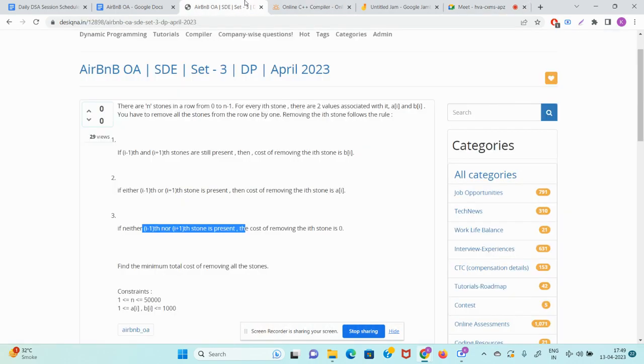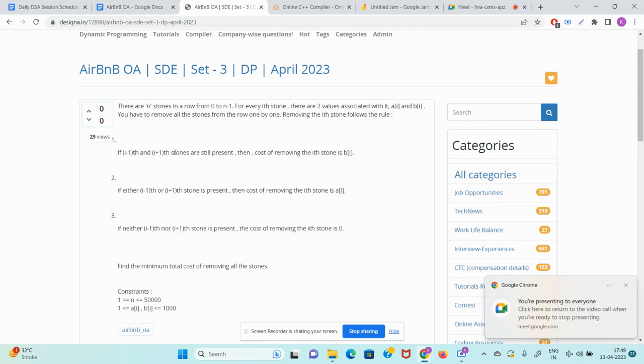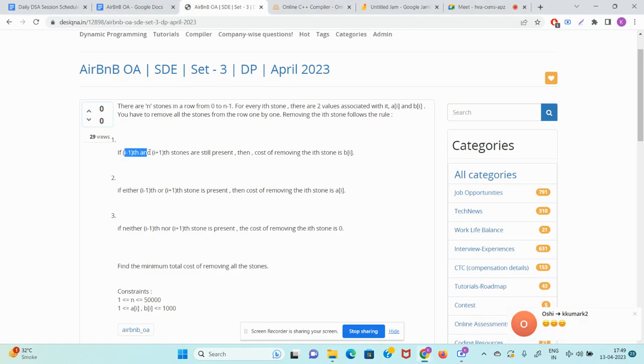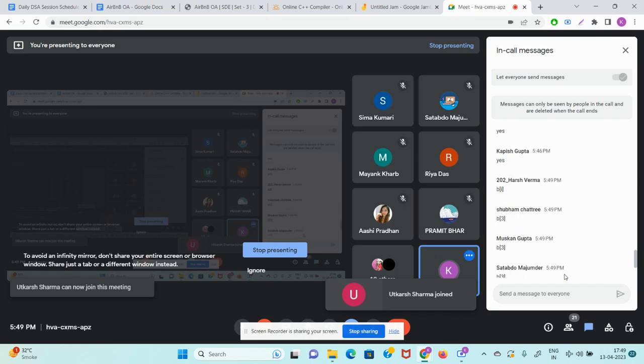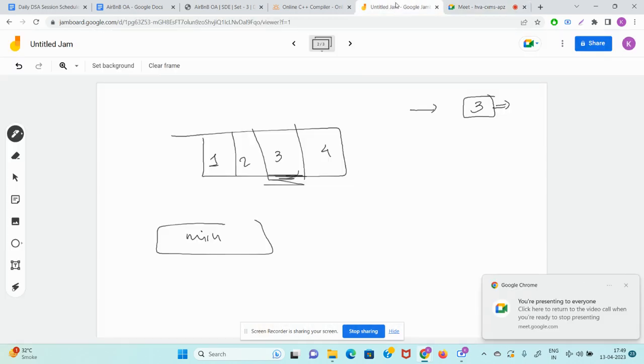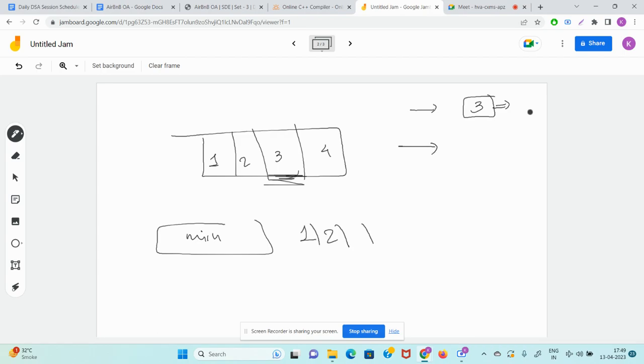Write B of 3 in the chat. You guys did not read? It was clearly mentioned. If i minus 1 and i plus 1 stones are still present, then the cost of removing the ith stone is B of i. So if you are trying to remove the third stone, the cost is B of 3. Everyone write B of 3 in the chat. I did not like the fact that you guys did not know. Okay, good. So the cost is B of 3. Now the array looks something like this. This is now empty.